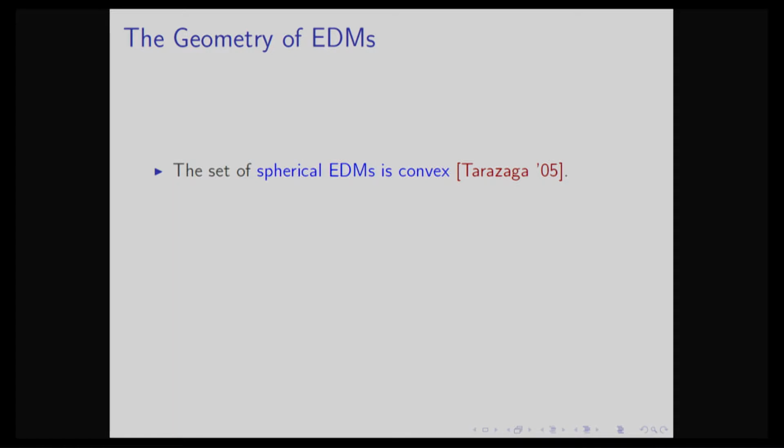Okay, what's the geometry of EDMs? Most of the geometrical properties are inherited from the properties of the positive semi-definite matrices. So in particular, the set of spherical EDMs is convex. It's very easy to prove from one of those characterizations. Also, the EDM cone, so all the EDM matrices, is the closure of spherical EDMs. Every non-spherical EDM is the limit of a sequence of spherical EDMs.